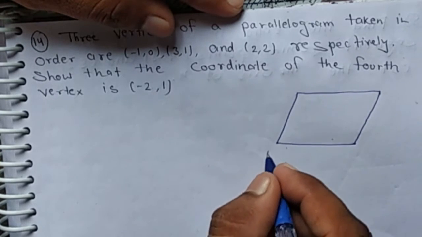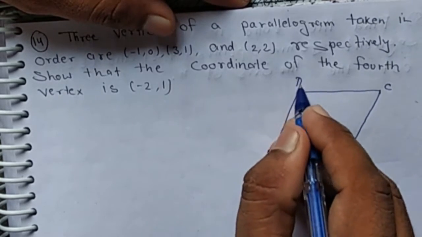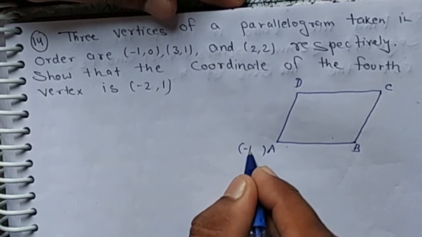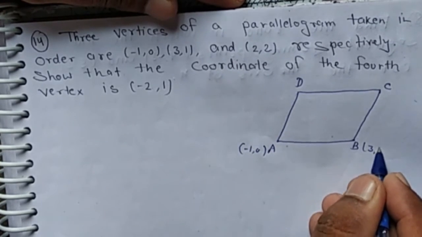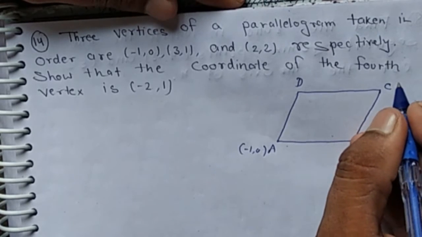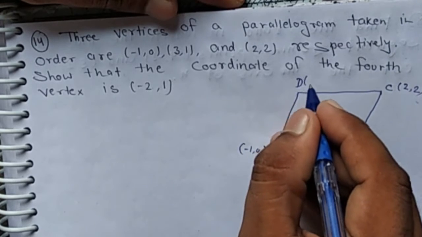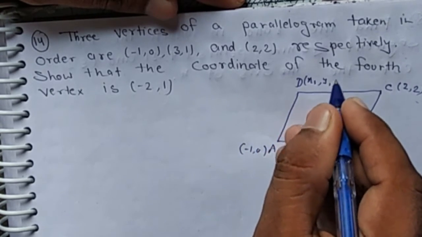and its four vertices are -1, 0, point A, second is 3, 1, third is 2, 2 and fourth is unknown. Let it be x1, y1.